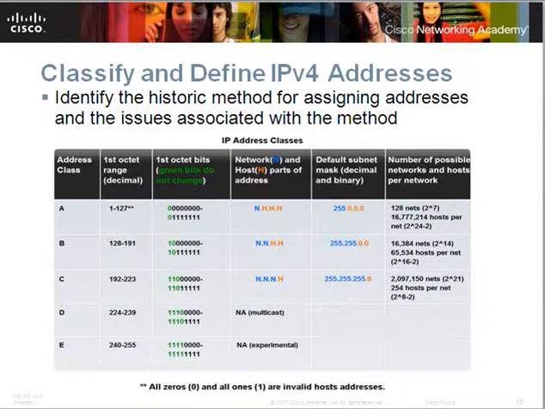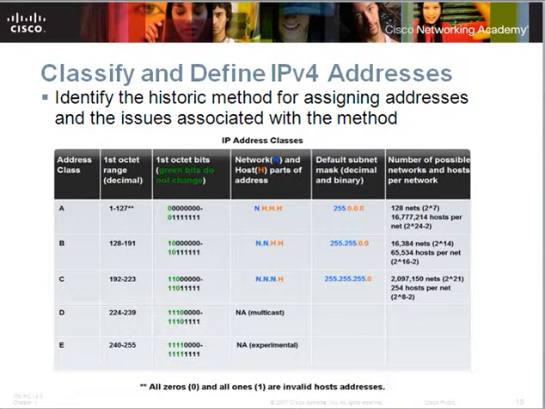To identify how many bits are in the network and how many bits are in the host, we need to calculate the subnet mask. The subnet mask tells me how many bits are in the network and how many are in the host. For example, if I have 16 bits in the network and 16 bits in the host, the first 16 bits will be set to 1 and the remaining 16 bits will be set to 0. That is how we calculate it.